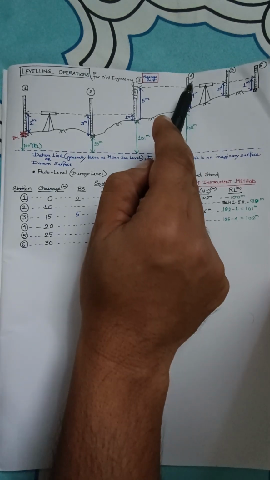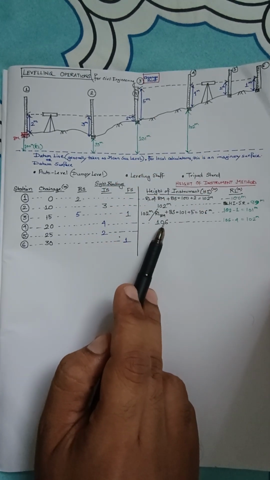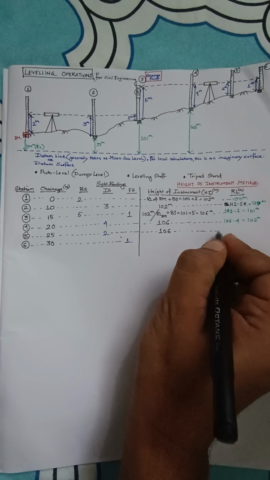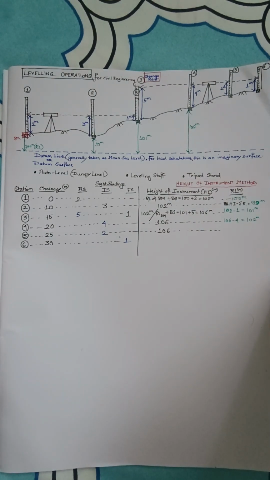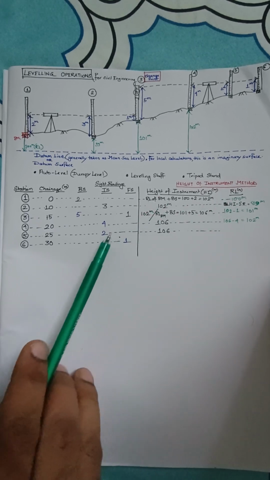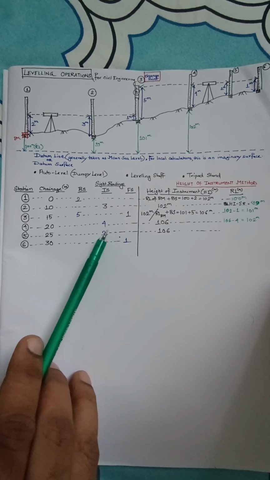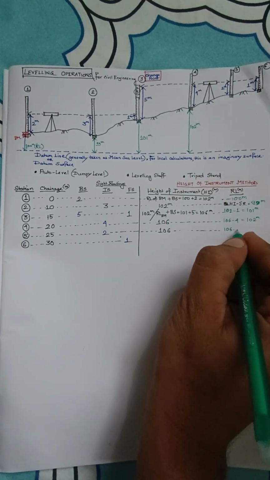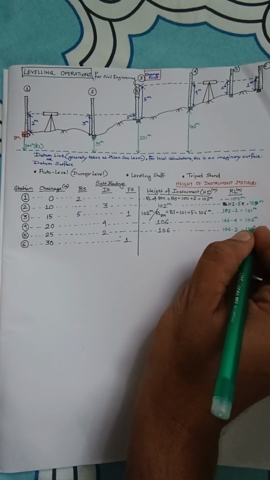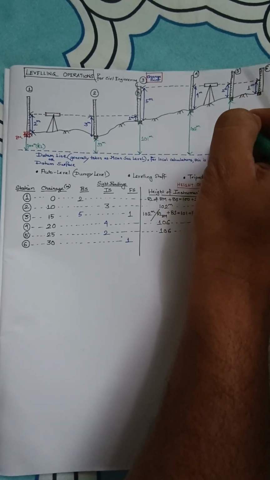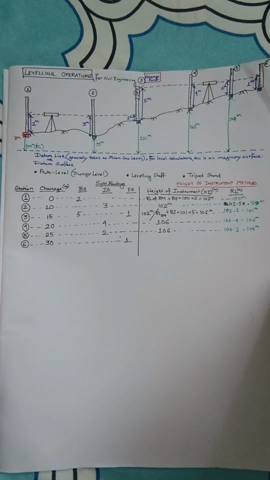And how much is it? The same old 106 meter. And what will be the RL of this point? Same formulation. Height of instrument minus the sight reading. Height of instrument is 106 minus the only sight reading available over here, which is 2. So 106 minus 2 is 104 meter. See, we are continuously sorting these things out. 104 meter.